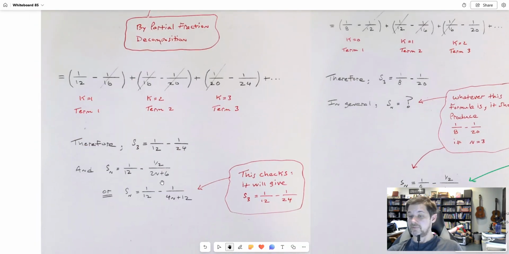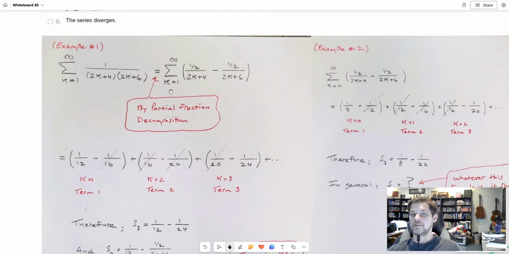I can simplify this a little bit. I can put this 2 down there, and I'll get 4n plus 12. And if you want, you can check this. What would corroborate this as correct is if I put a 3 for n, it would give me the sum of the first three terms, which you see here, and that's 1/12 minus 1/24. And if you put 3 for n, it in fact does that. Put 3 for n right there, you get 1/12 minus 1/24.